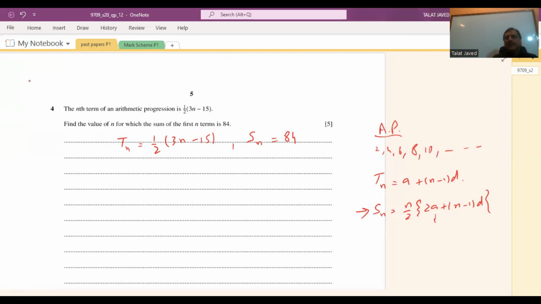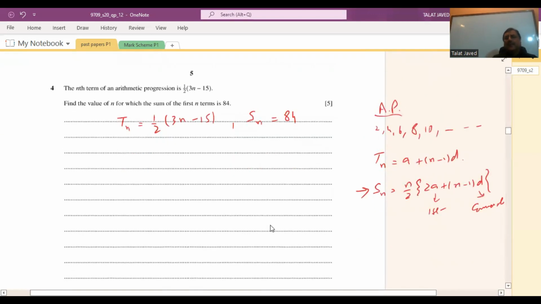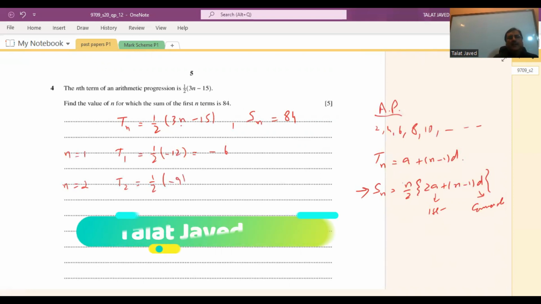In this formula, we need the first term, the common difference, and n is the number of terms. So first of all, we find the first term. When we put n equal to 1, t1 will be equal to 1 over 2, 3 minus 15, which is minus 12 over 2. So the first term is minus 6. To find the common difference, we need the second term, so t2 will be 1 over 2, 6 minus 15, which is minus 9 over 2.